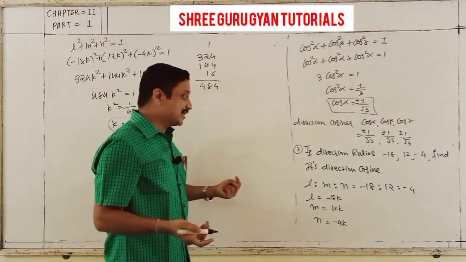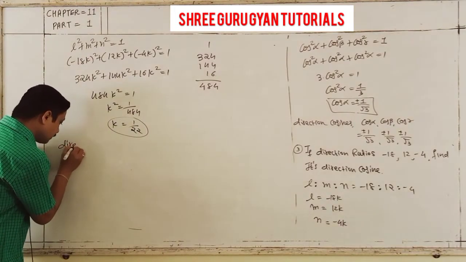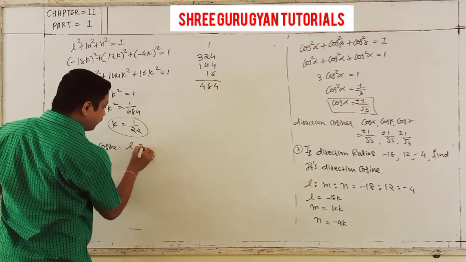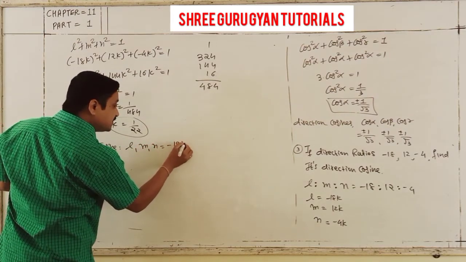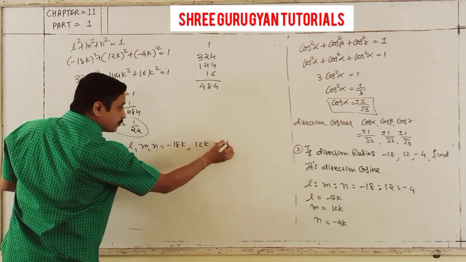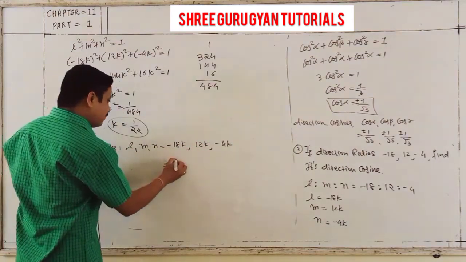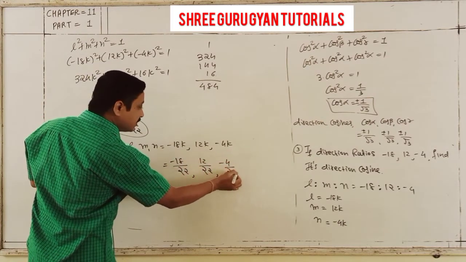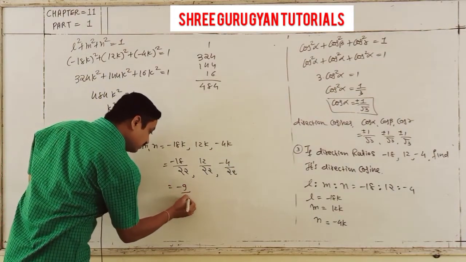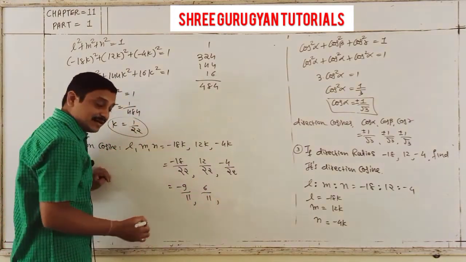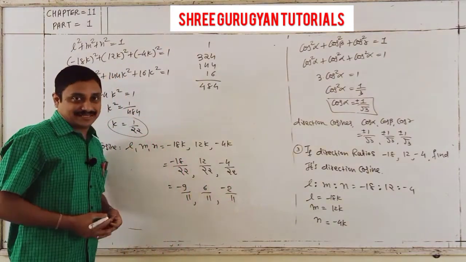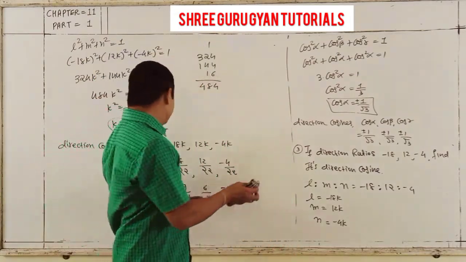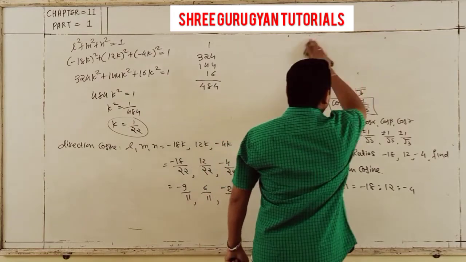Either only write down plus. So your direction cosines are ready. In the way of L, M, N, I know the values are minus 18k, 12k and minus 4k. So apply minus 18 by 22, 12 by 22 and minus 4 by 22. So my answer: 9 over 11, 6 over 11 and 2 over 11, that is minus 9 by 11, 6 by 11 and minus 2 by 11. Your answer is done, students, and that question is also easily done here. Now continue with the next question.